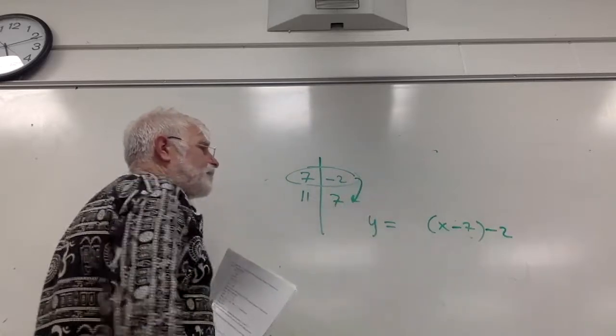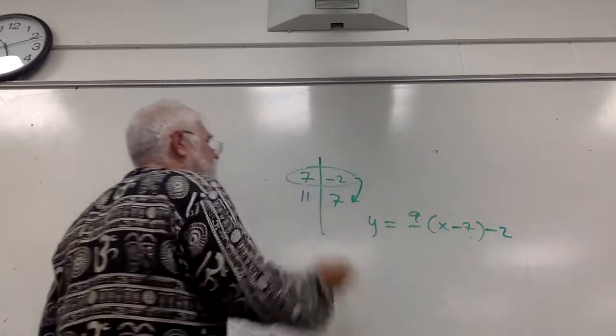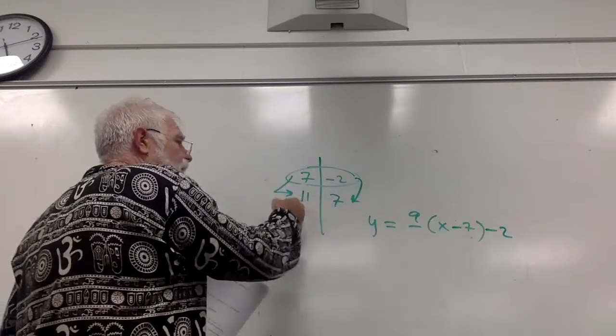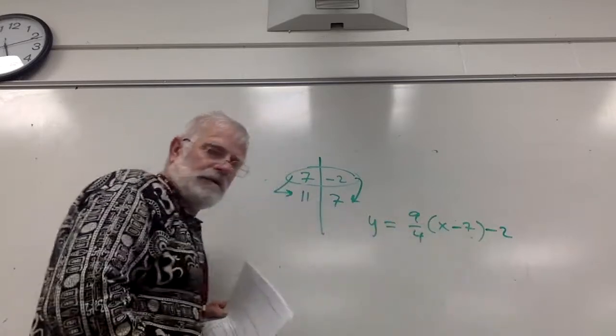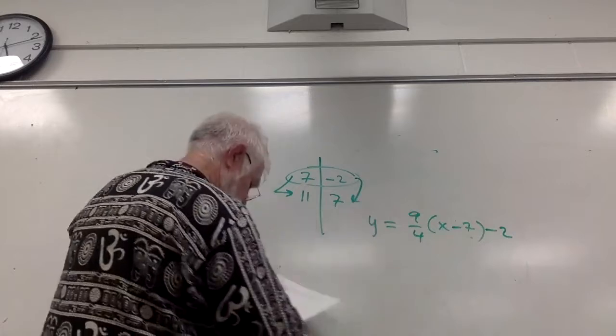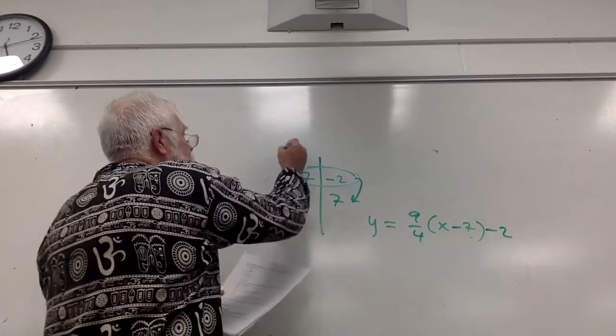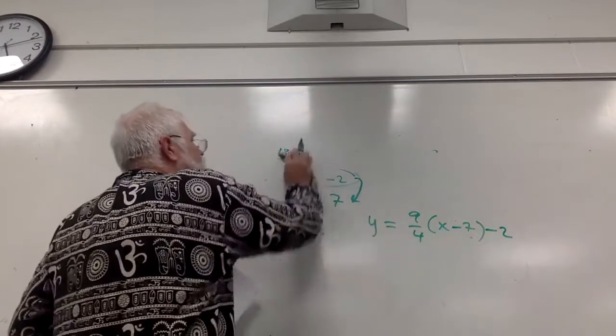How did I get from -2 to 7? I went up 9. How did I change from 7 to 11? 4 units of change. Constant rate of change. That was problem number 13. Okay, so I guess we're going to do 14.